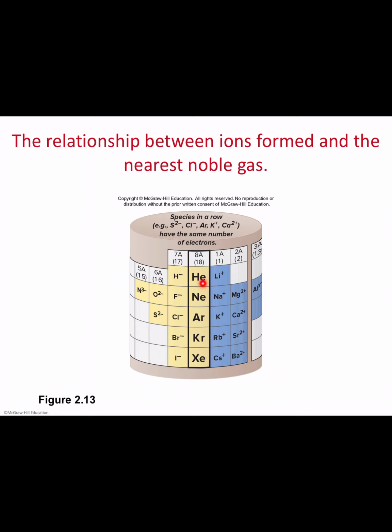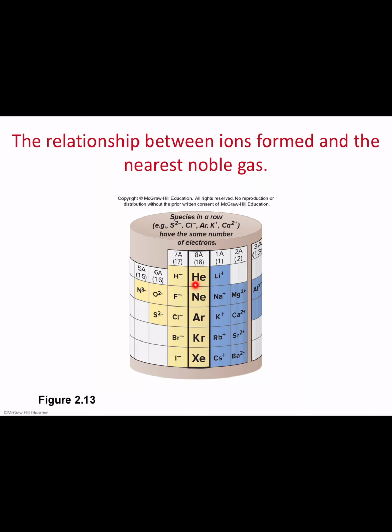For example, lithium is in group 1. Okay, so group 1, and lithium has 3 electrons. So lithium will lose 1 electron and become lithium plus 1, meaning now it has 2 electrons, which resembles the nearest noble gas to lithium, which is helium. Helium has only 2 electrons.